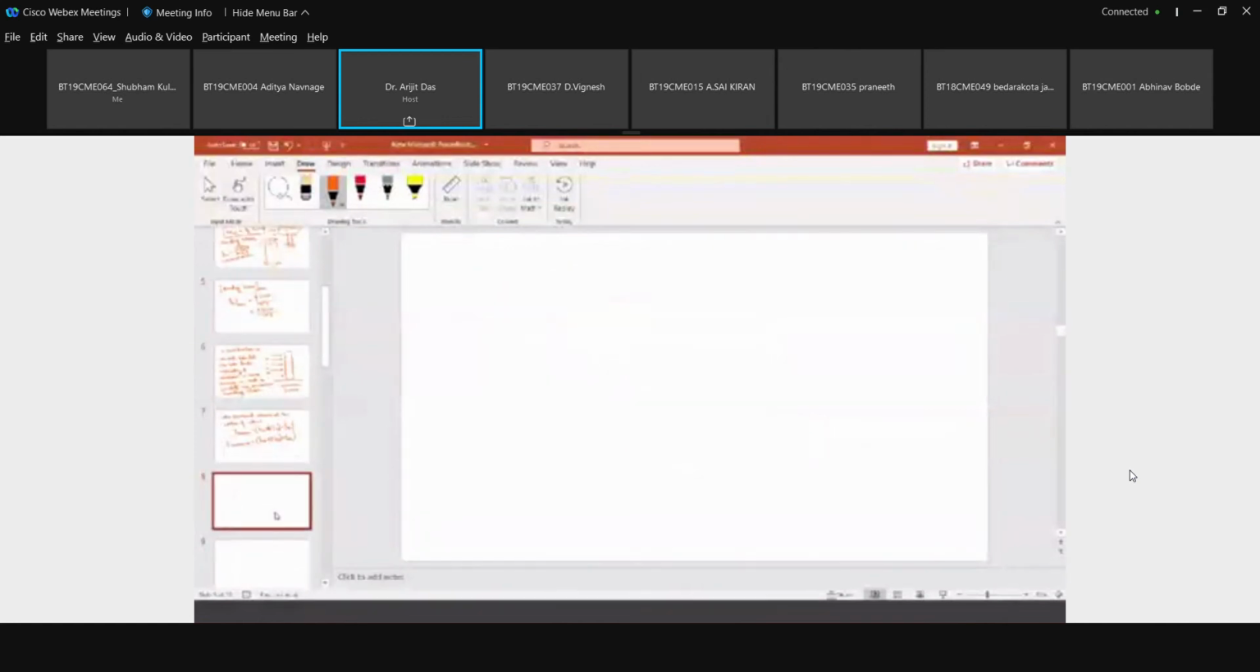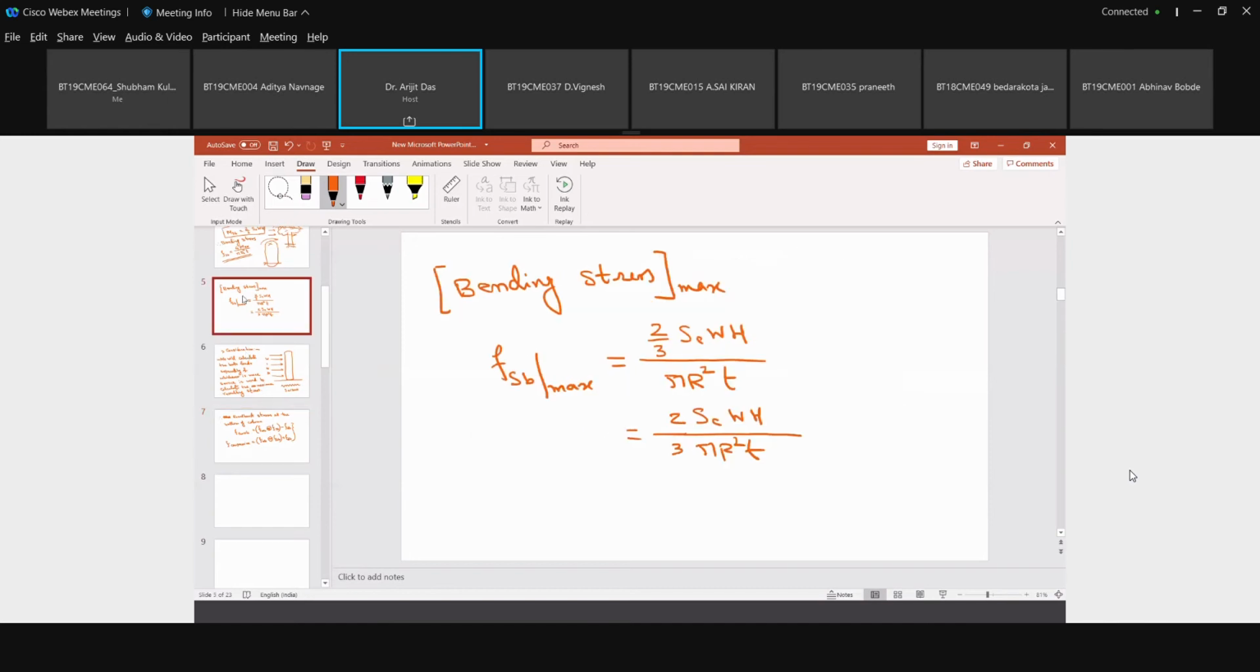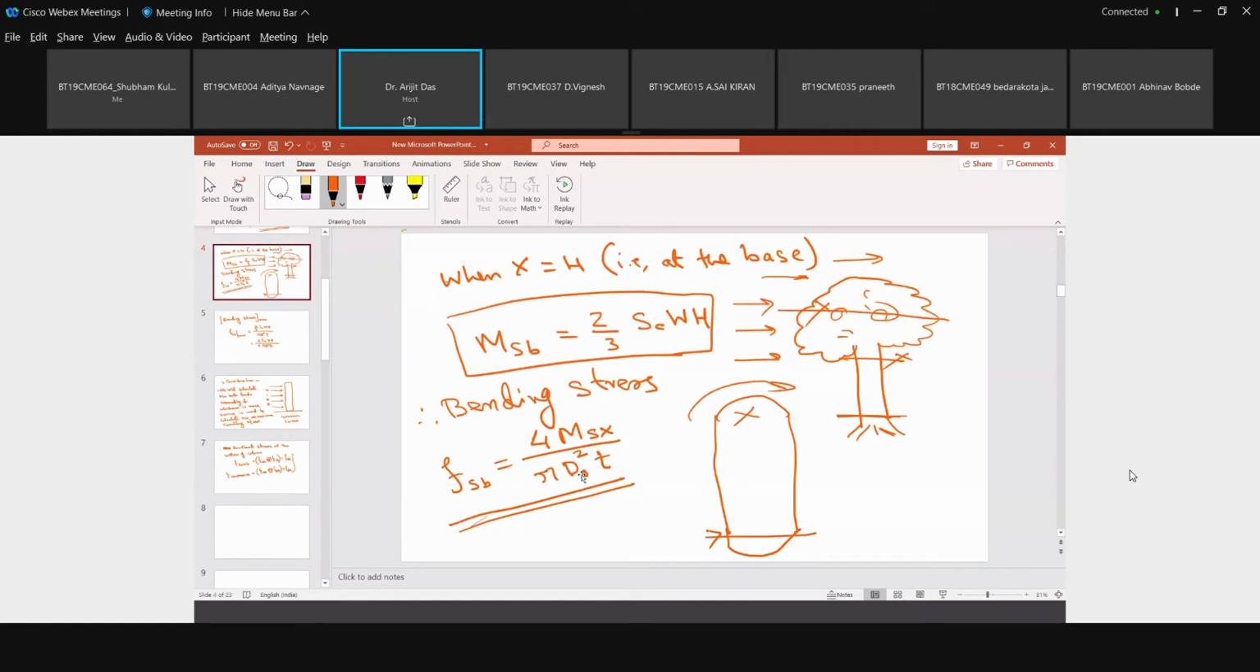Hello, another question, sir. At the maximum bending stress, you forgot to multiply by 4. No, no. You see here, I am using r squared, not diameter square. It is radius. Here I multiplied by 4, because d square by 4 is nothing but r square, so I put it here as r square. Okay.